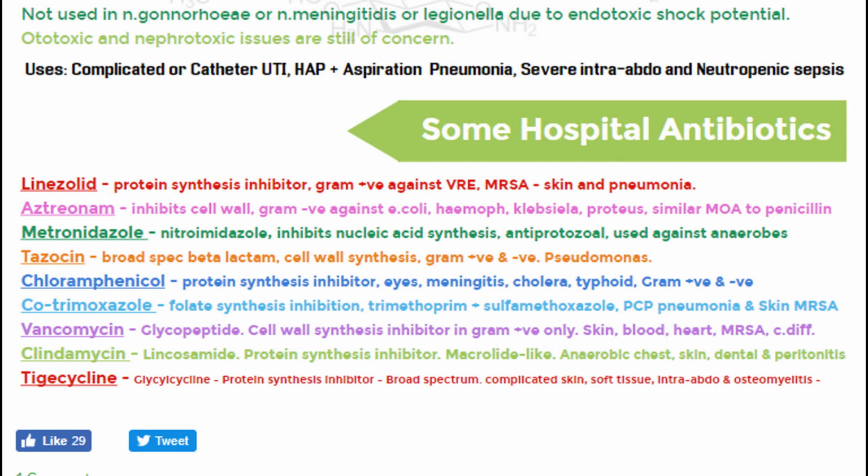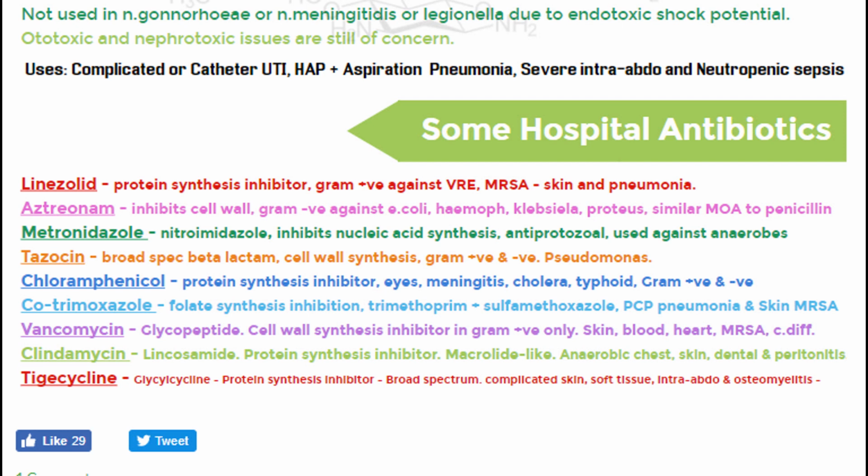Cotrimoxazole causes folate synthesis inhibition. It is a combination of trimethoprim and sulfamethoxazole. It is used in PCP, PJP pneumonia, which is a very typical pneumonia that you can sometimes see in patients who are immunocompromised with conditions like HIV or AIDS. It's also used for MRSA skin infections.